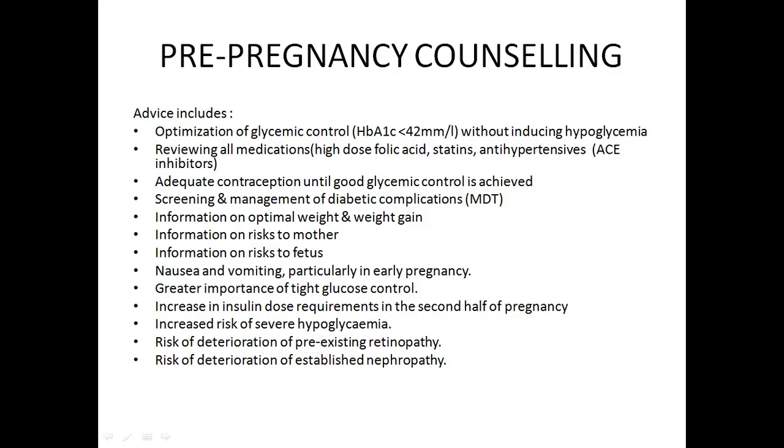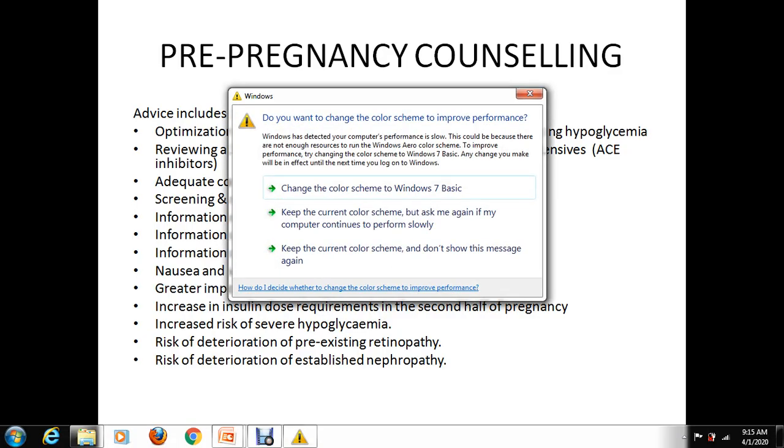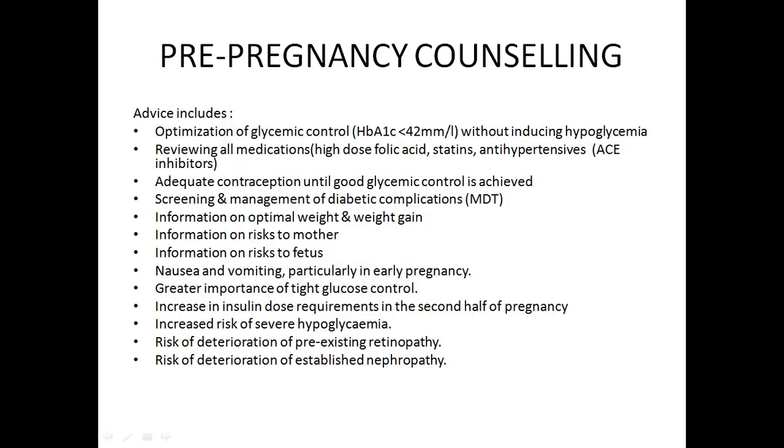The second important thing that we have already discussed is that we have to modify her medications. If she is on statins or some kind of antihypertensives that are not safe in pregnancy, we have to change that. And in diabetes, we have to give high dose folic acid, that means 5 milligrams of folic acid right from the start of pregnancy to combat the risk of congenital malformations. We have already discussed that if the glycosylated hemoglobin is uncontrolled, then we have to start her on adequate contraception.